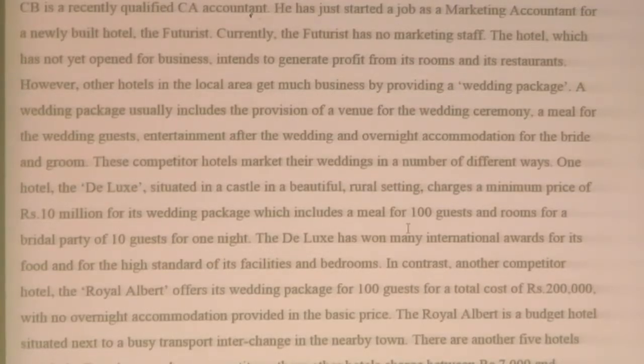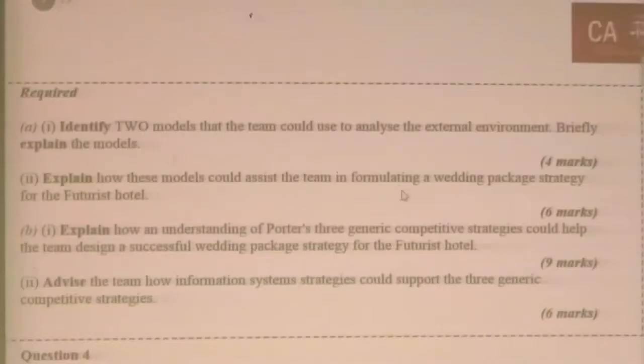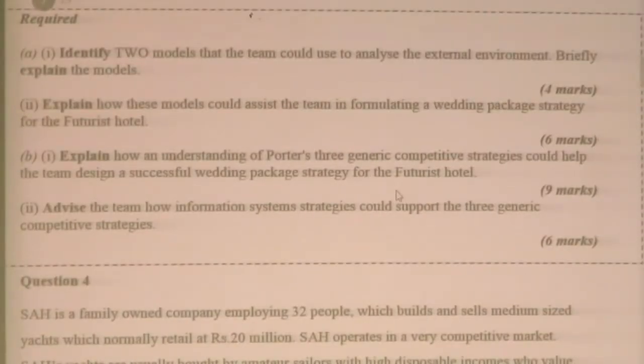There are another 5 hotels, sorry. So altogether 5 plus 2 is 7, they have given us information on which the Futurist regards as competitors. These other hotels charge between 7,000 to 10,000 for each guest attending the wedding at their hotel. CB has been asked to join a team consisting of the hotel's general manager and restaurants manager to formulate a strategy for the Futurist to offer a wedding package. Right, very clear. Then I will teach you another technique, guys. This is a very important area.